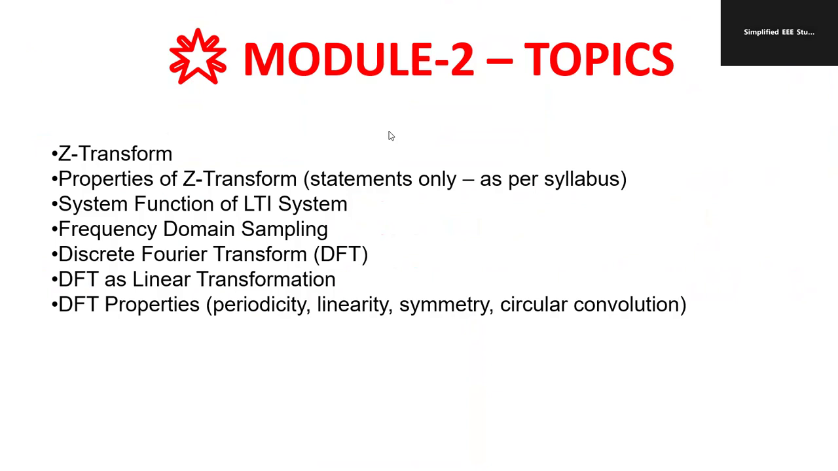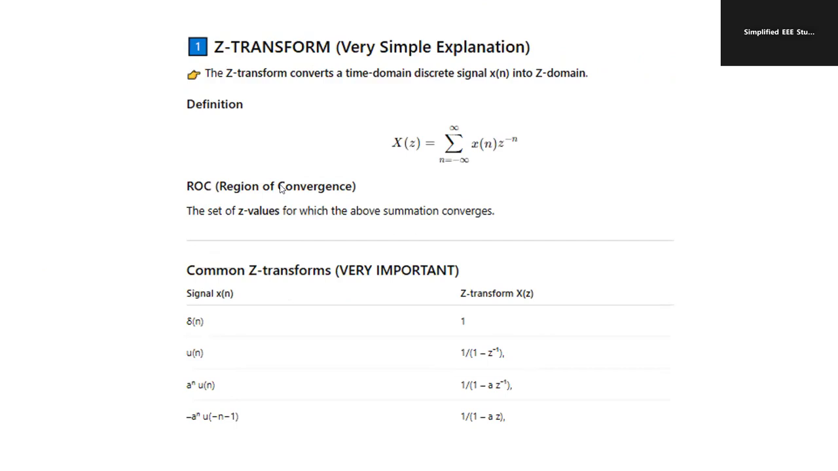In module 2, the main topics to be covered are: number 1, Z transform; number 2, properties of Z transform, go for the statement only, that is the important syllabus strategy. System function of linear time invariant system, frequency domain sampling, discrete Fourier transform, that is DFT, DFT as a linear transformation, and ultimately DFT properties. Six properties you need to study: periodicity, linearity, symmetry, circular convolution, and linear convolution. These are the important topics to be covered in this module.